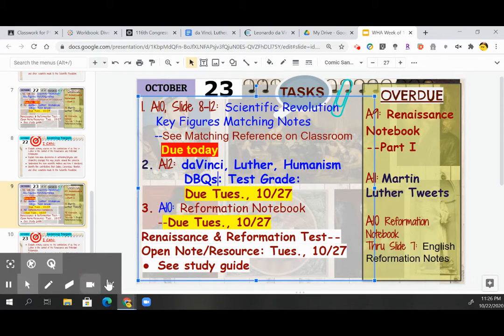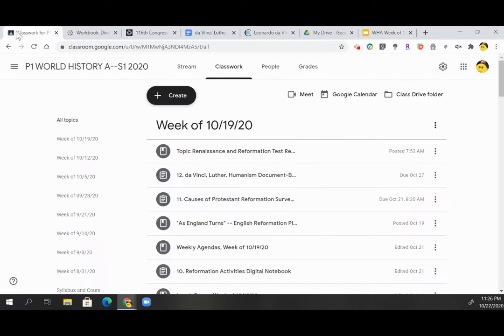I'm going to hide my head here so I can get this out of the way. So again, remember slides 8 through 12, the key figures matching notes that we've been working on pieces of in class the last 2 days. That's technically due today. The whole notebook is due with the test on 10/27.